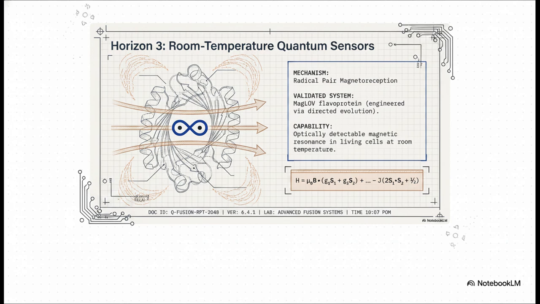Here we see radical pair magnetoreception. Again, this is not theoretical. We are actively engineering living cells like the maglev flavoprotein perfectly mapped out here to act as highly sensitive, optically detectable magnetic sensors that operate perfectly at room temperature. Just imagine medical diagnostics in the near future that are actually made of engineered living cells. That is exactly what this unlocks. We are literally turning biology into quantum hardware.